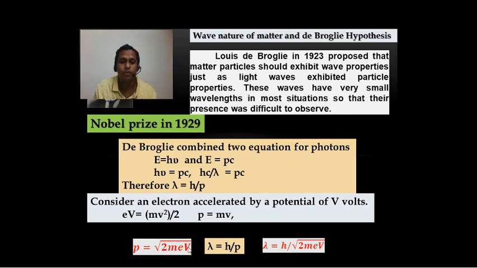Now coming to the de Broglie wavelength, lambda is equal to h by p, or lambda is equal to h by square root of 2meV. So instead of p, you just write square root of 2meV. That is the wavelength of an electron accelerated by a potential of V volt.